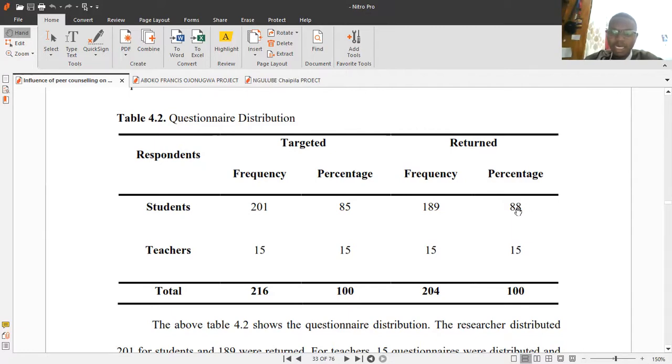But don't mind these percentage numbers that are here. You can mainly concentrate on this number. He gave out 201 questionnaires, but he only got back 189. This is what you need to concentrate on. So this is the number of questionnaires that he worked with, the number of students that we are going to see throughout the project, and also the number of teachers.